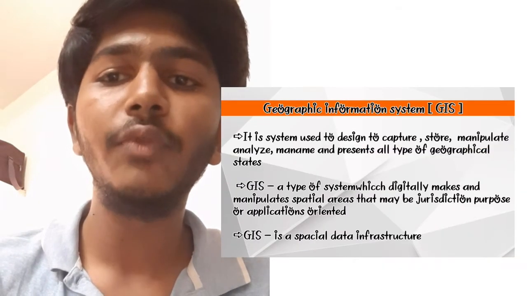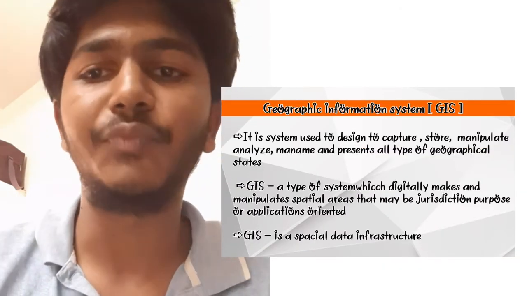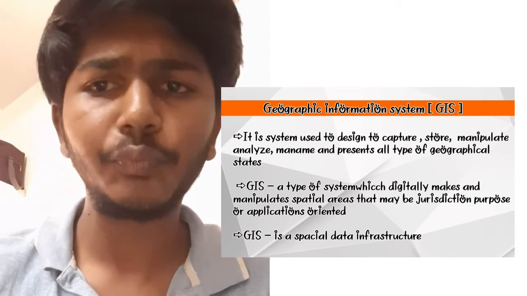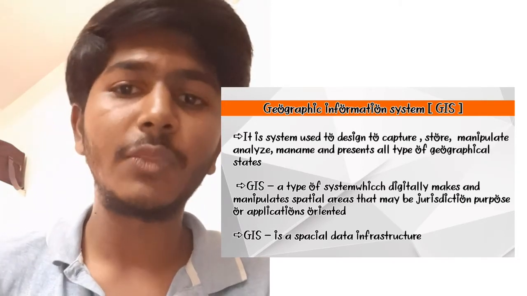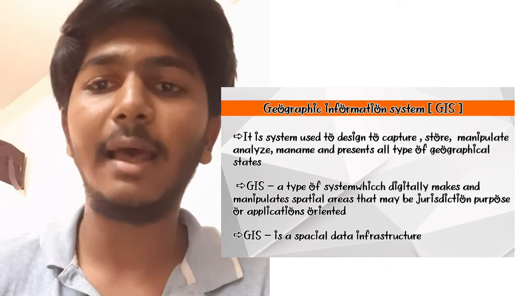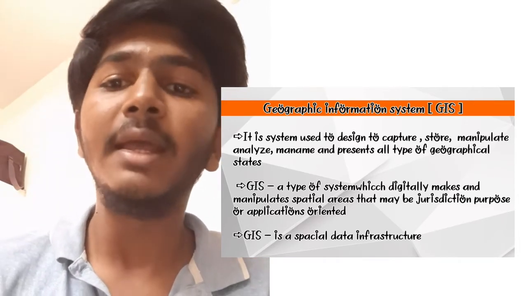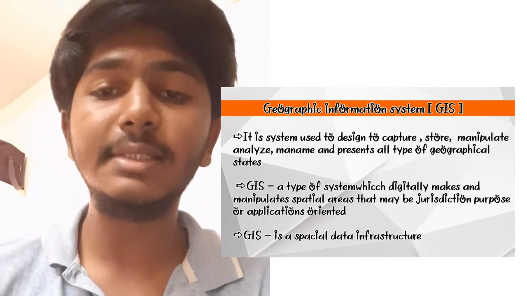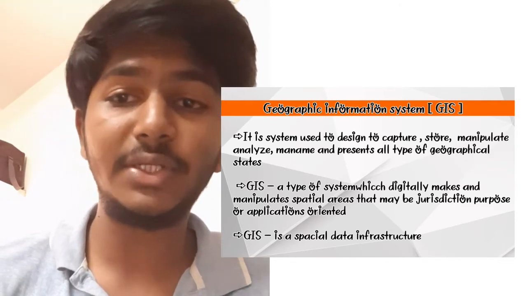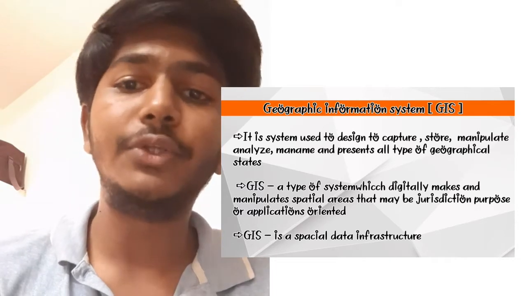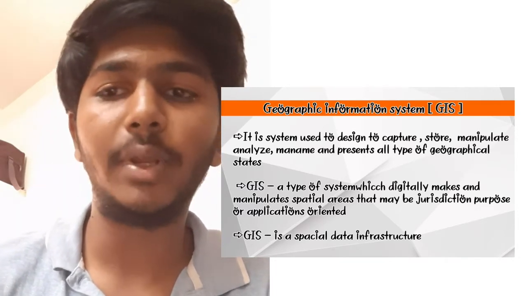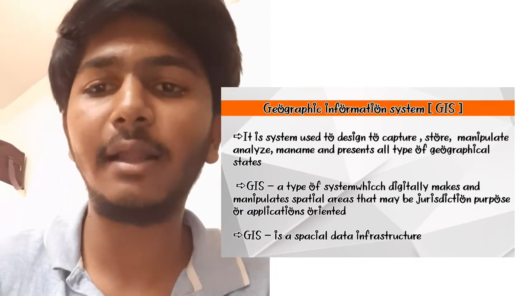Next, we'll move to the geographic information system, GIS. It is a system designed to capture, store, manipulate, analyze, and present all types of geographical data. It is a type of system which digitally makes and manipulates spatial areas that may be jurisdiction or application oriented, and it is a spatial data infrastructure.